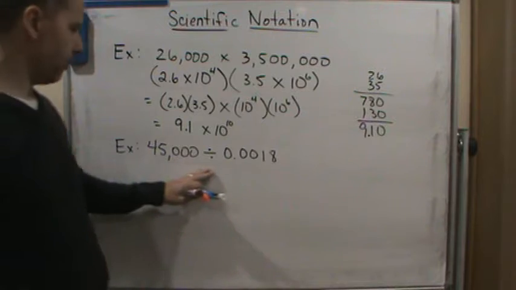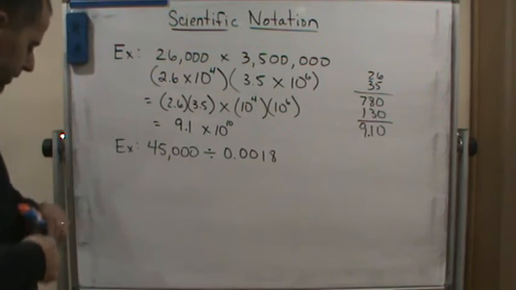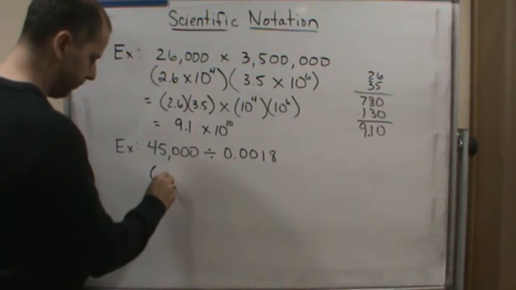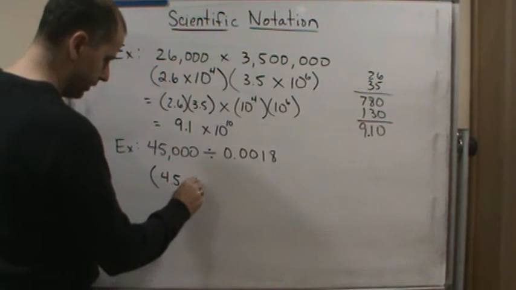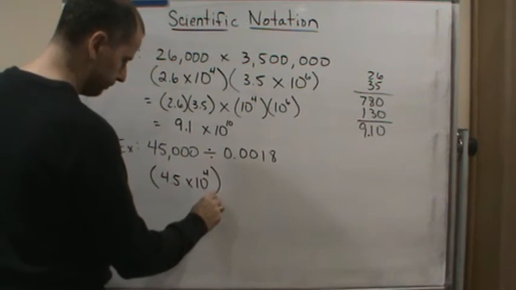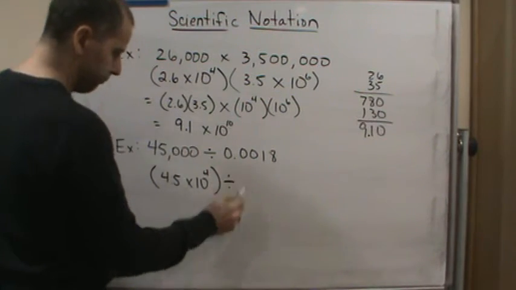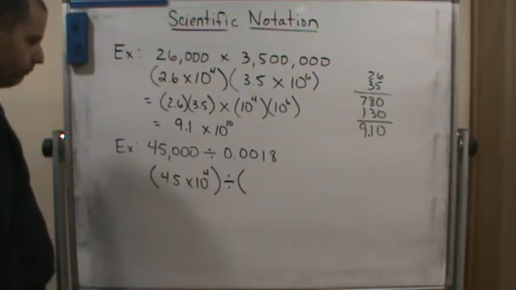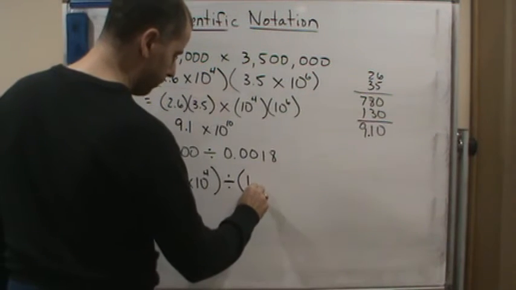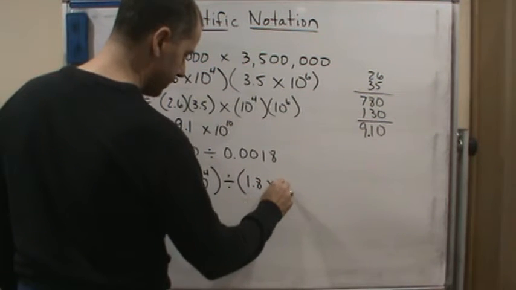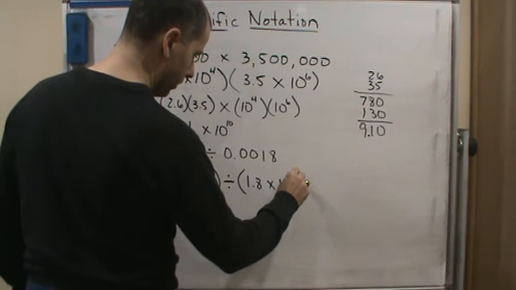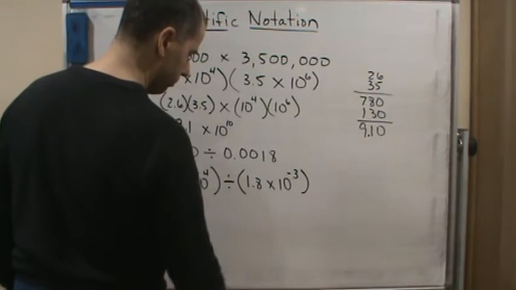Now what about this one? Now we're going to do a division problem. So let me again write them in scientific notation. So this is going to be 4.5 times 10 to the fourth power divided by 1.8 times 10 to the negative what? Third power.